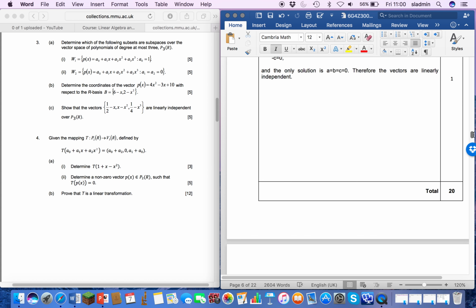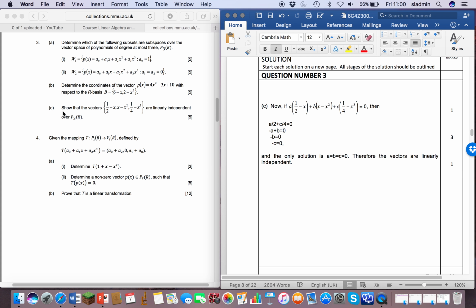And then finally, we come on to part C. We want to show that these three vectors are linearly independent. That means that we have to show that a times the first plus b times the second plus c times the third is 0, then the only solution to this is a equals b equals c equals 0 to make these three linearly independent. So again, we just equate coefficients.